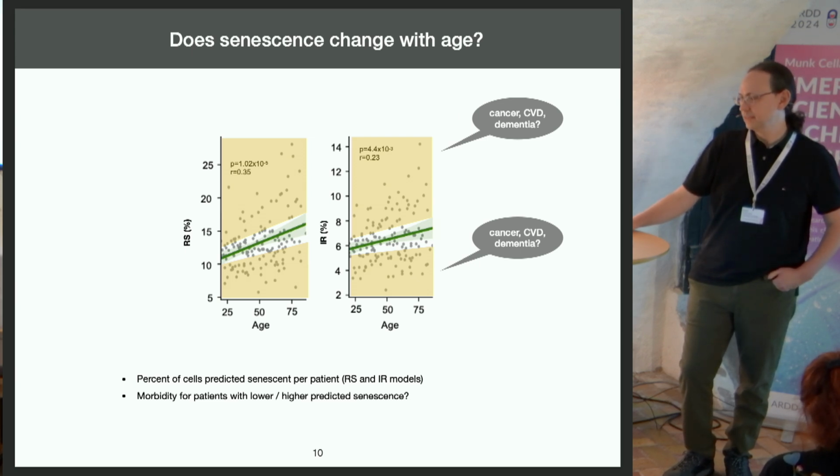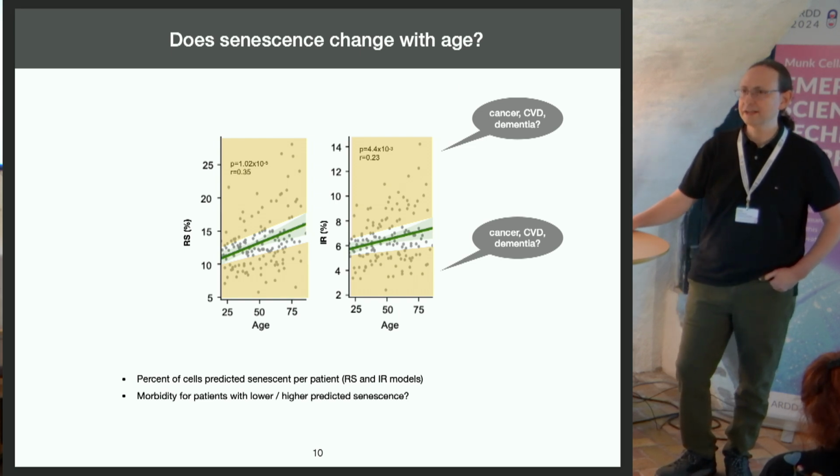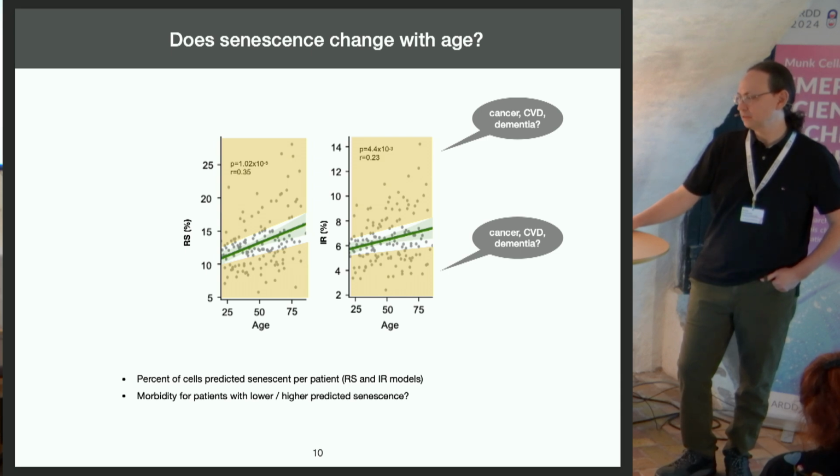We saw the predicted rate of senescence increased using both our RS model and the IR model, replicative senescence and radiation again. It's a relatively weak association, but it was definitely quite significant, as you can see here.